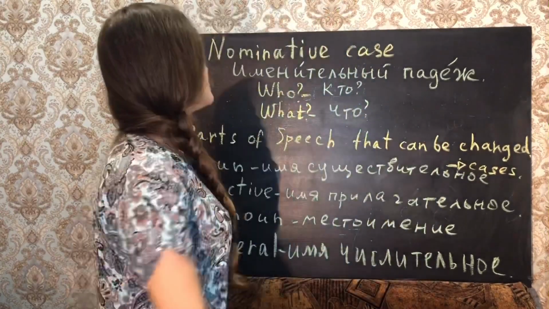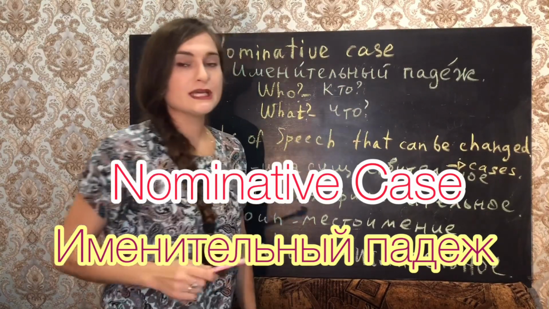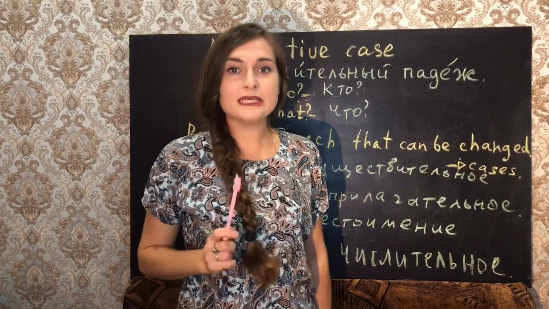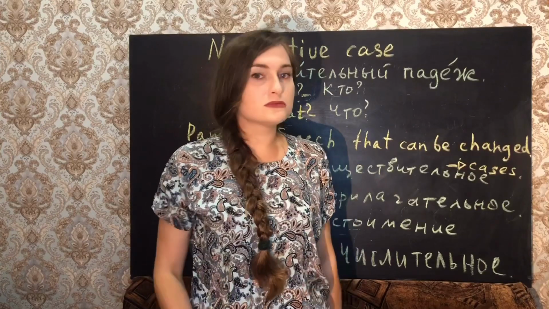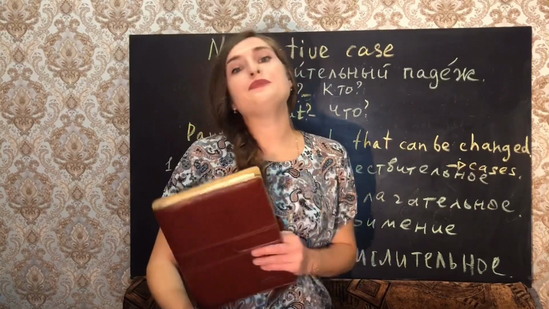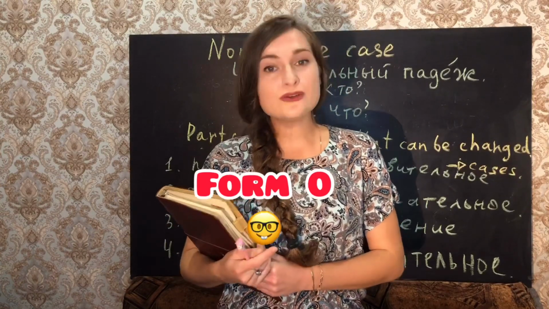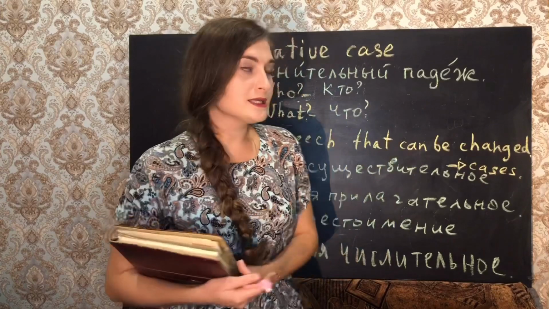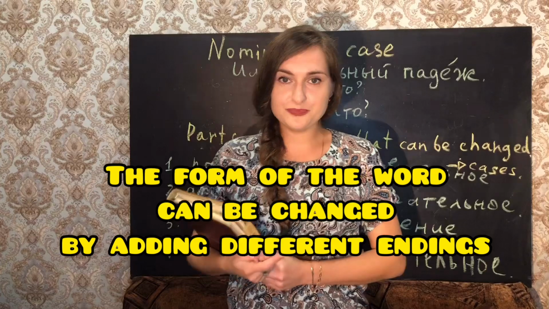The first one is nominative case. Именительный падеж. It's the initial form of the word. Another way we can call it the basis of the word. It's the base form for transferring into another 5 cases. So we'll call it kind of zero form, and change it by adding different endings if we follow the specific systems.